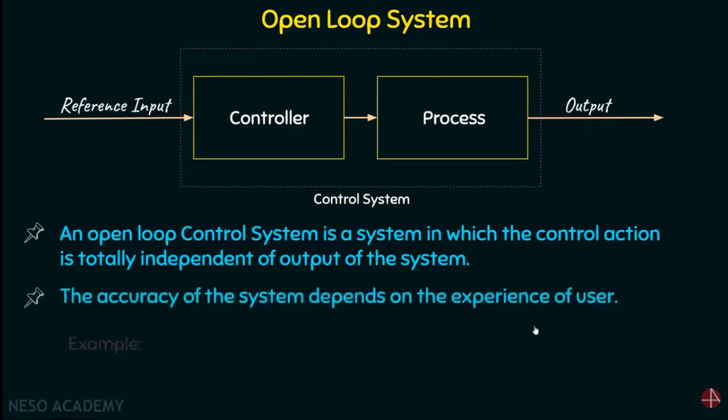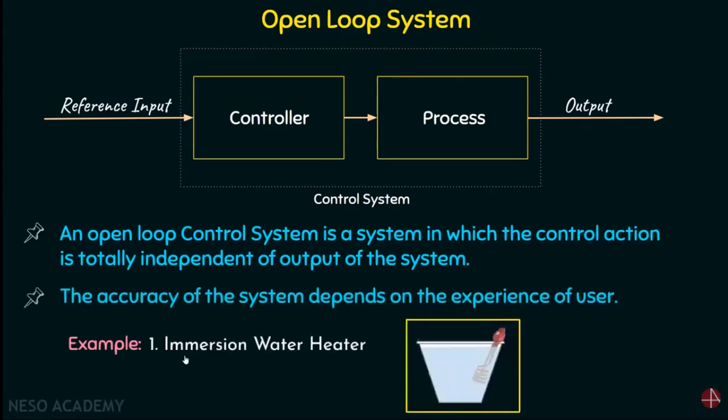To understand this, one classical example is the immersion water heater. That immersion rod that we put inside the water to heat it. Yes, that one. It goes on heating the water, but it doesn't have a feedback mechanism to tell you how hot the water is and when to stop heating the water. That's why it is a perfect example of an open loop system.